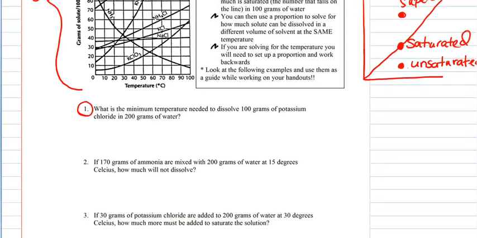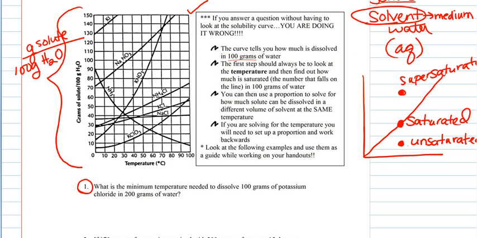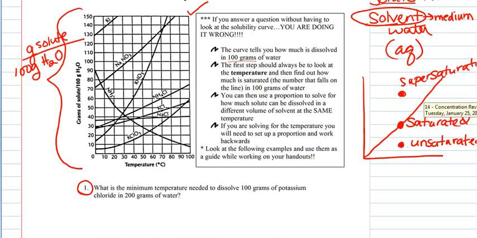So the first question, and we're going to need the curve in the picture here. What is the minimum temperature needed? So we're solving for temperature, so we're going to have to do things backwards here. Needed to dissolve 100 grams of potassium chloride. Identify your salt. Potassium chloride, that's KCl. Ooh, I guess you're going to have to remember your naming and writing formulas, right? And 200 grams of water.